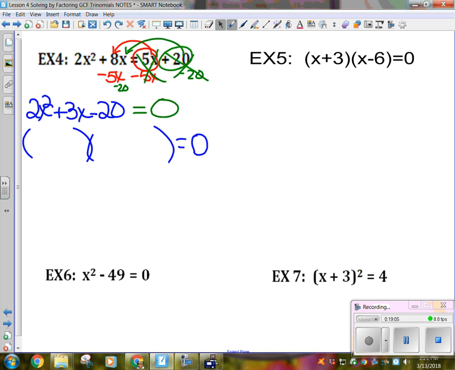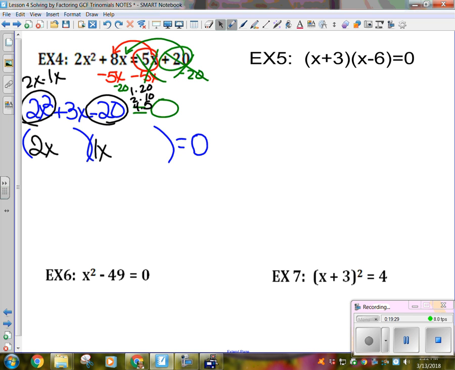How do I factor 2x squared? That's 2x's times 1x's. There is only one way to get 2x squared. Okay, now I've got to factor the last term. How do you get negative 20 or 20? 1 times 20, 2 times 10, or 4 times 5.